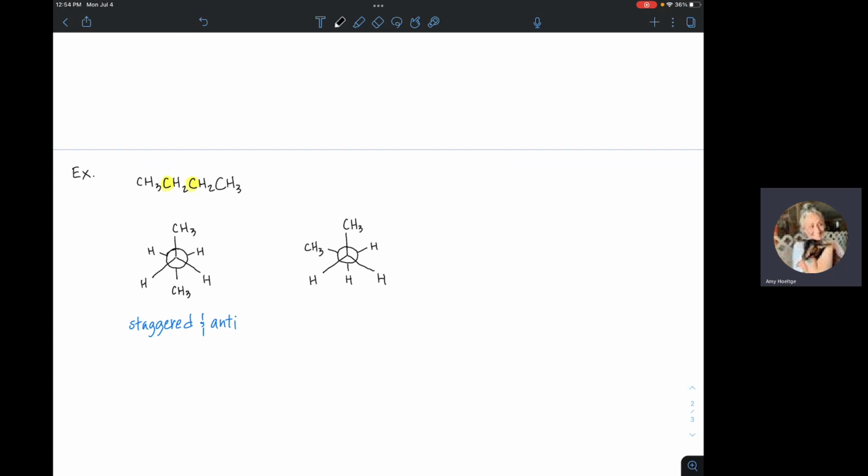In terms of energy, this will probably be the next best option. These are still staggered. And instead of anti, so they're not 180 degrees apart from each other now, they're 60. This is gauche. So this will be lowest energy. This will be our best conformation, or in other words, our minimum energy conformation.